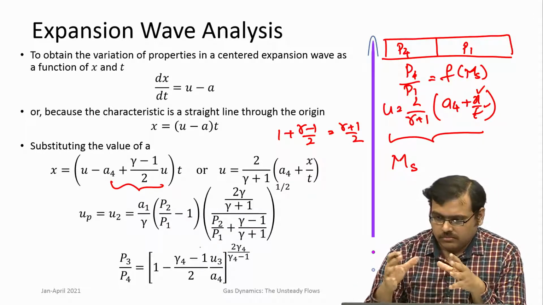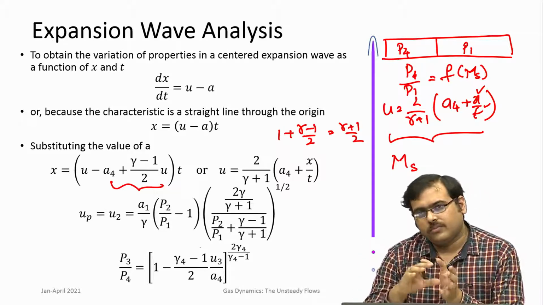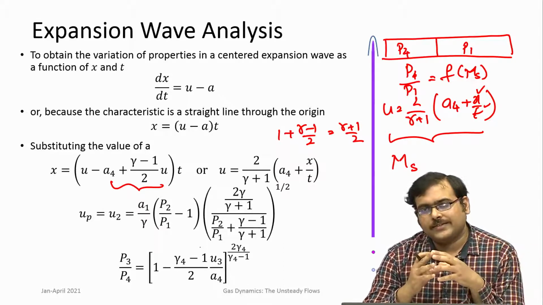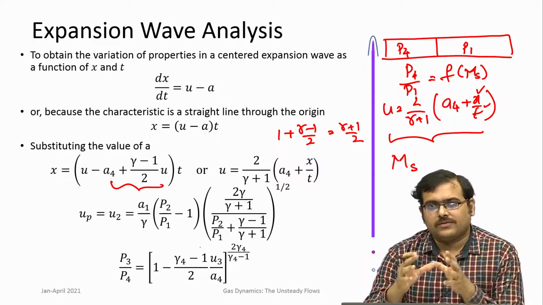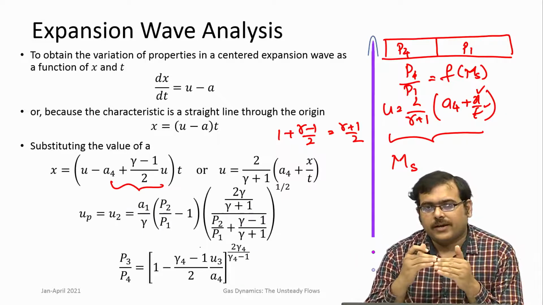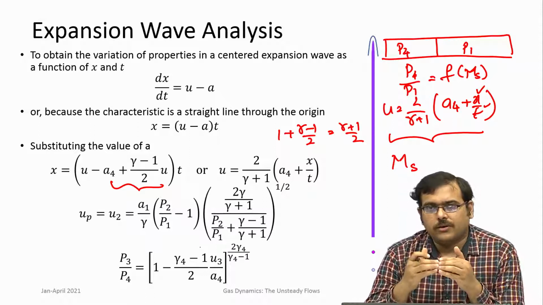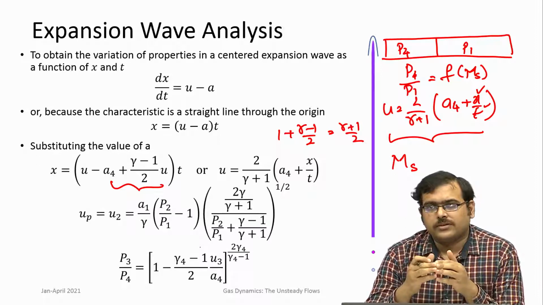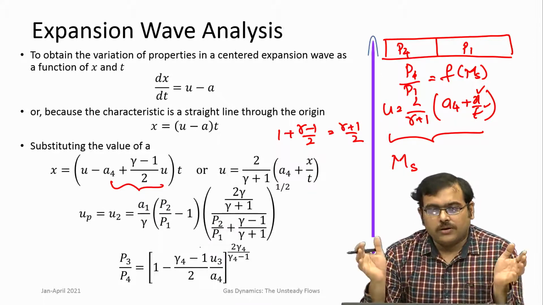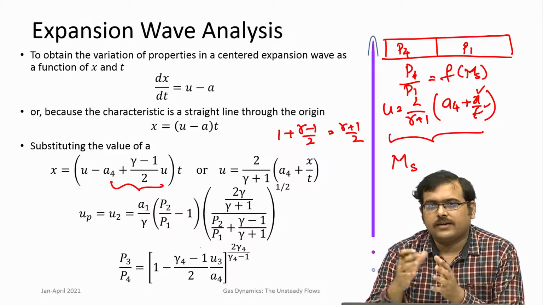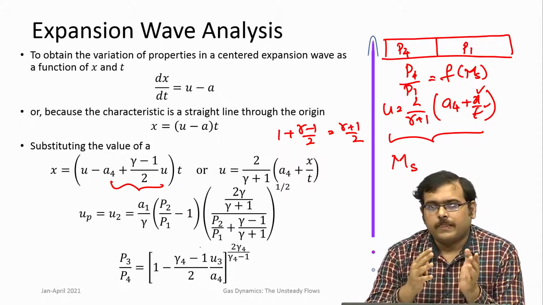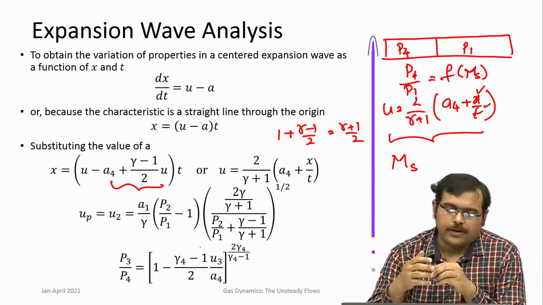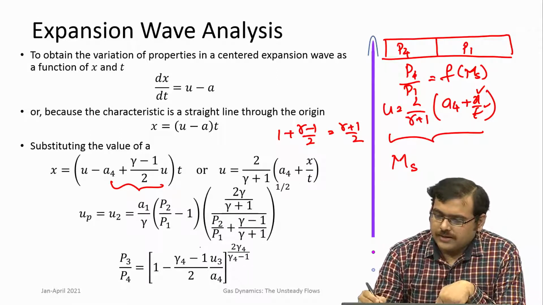Now we have done the moving shock analysis and the expansion wave analysis, and we know that the shock tube consists of all these regions. They are connected by a contact discontinuity, with the boundary condition that pressures are the same and velocities are the same across the contact discontinuity. If we put all of them together, then we can get an expression for P4 by P1 in terms of the shock strength that is required, Ms. So how do we go about doing that?